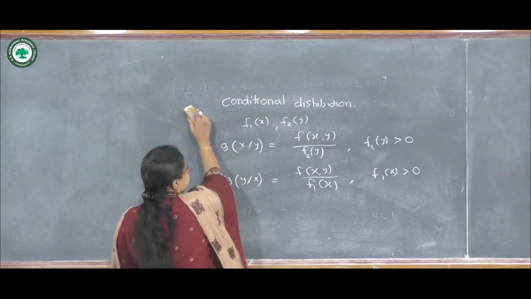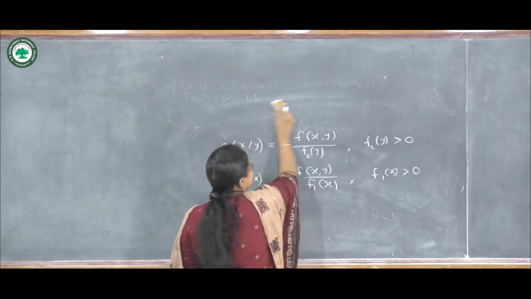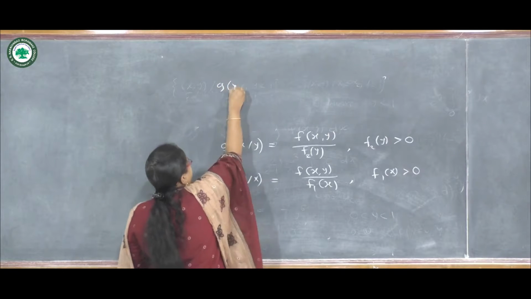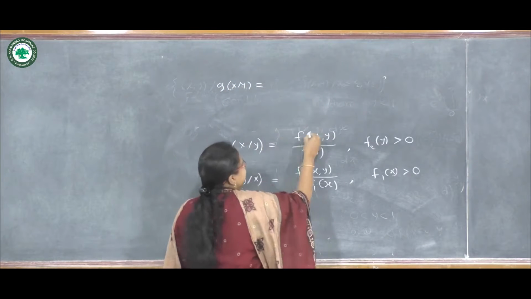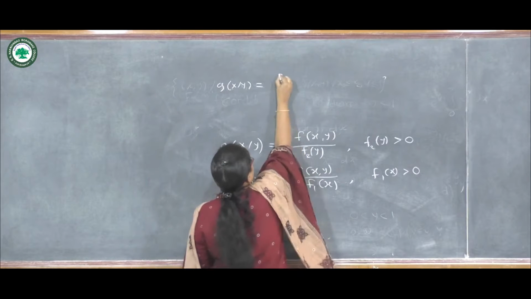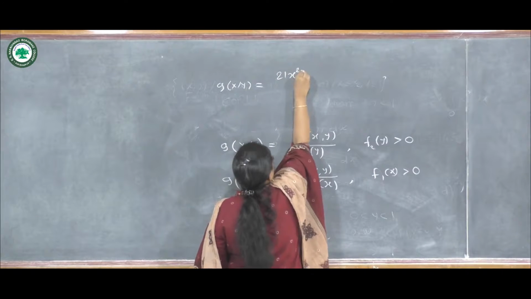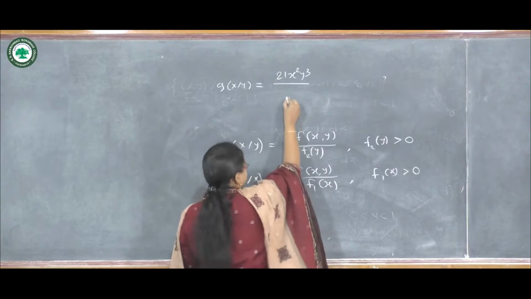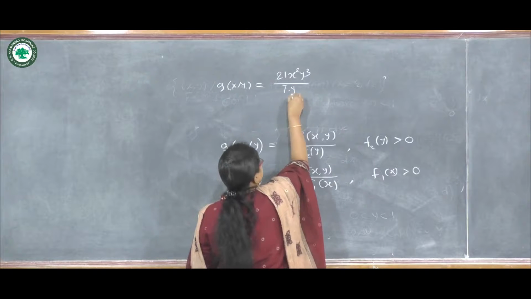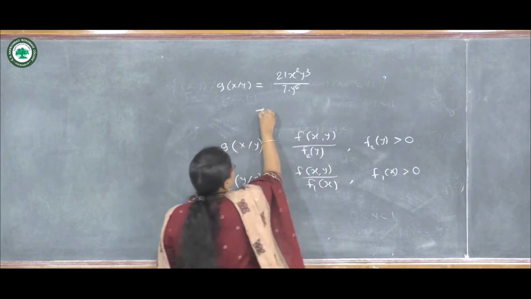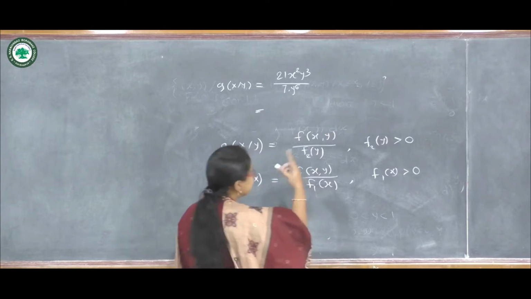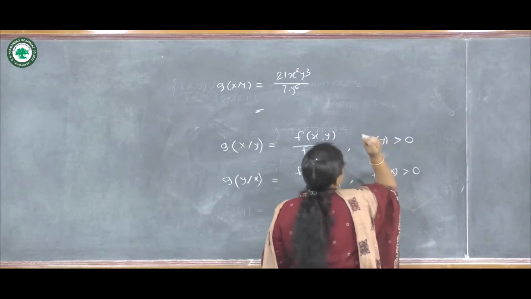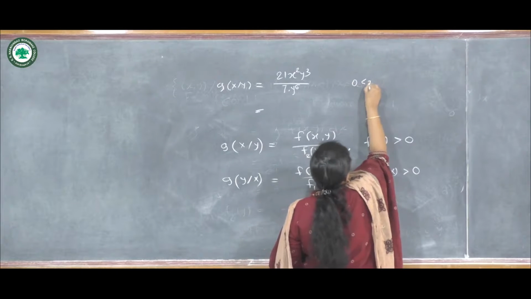So for that example, I will substitute the values here. So g of x given y can be calculated. We have f of xy, we are given, and f2y, so this was 7 into y raised to 6. So note that here we should write the range of x. So the range of x is from 0 to y.